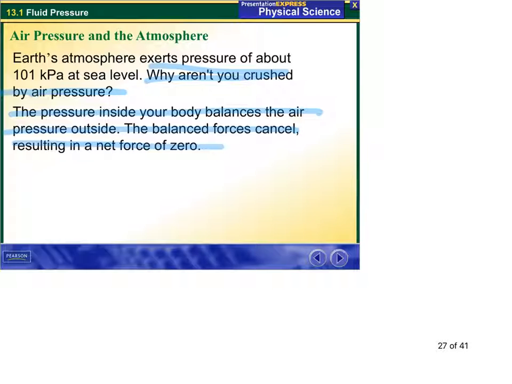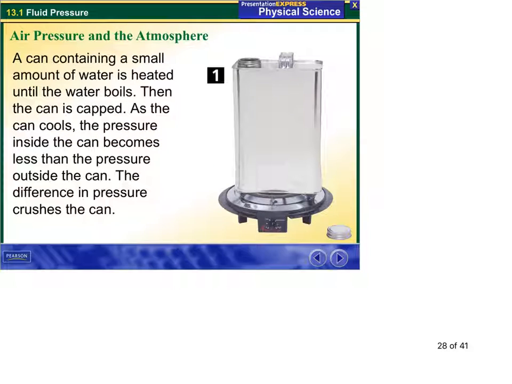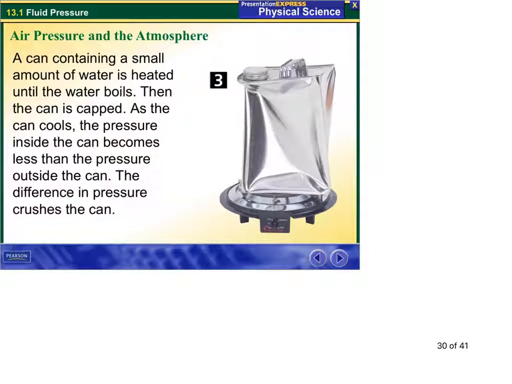You might have experienced in an airplane as you take off and fly up, your ears might pop. This is the pressures equalizing, because as you go up, pressure gets less, and your pressures inside and outside try to equalize. An example here of what happened with pressure: a can containing a small amount of water is heated until the water boils. The can is capped. As the can cools, pressure inside becomes less than the pressure outside, and it will end up crushing the can.